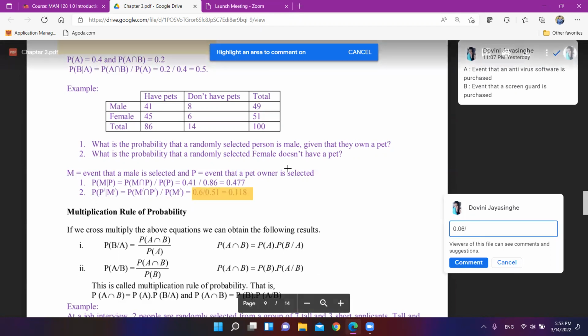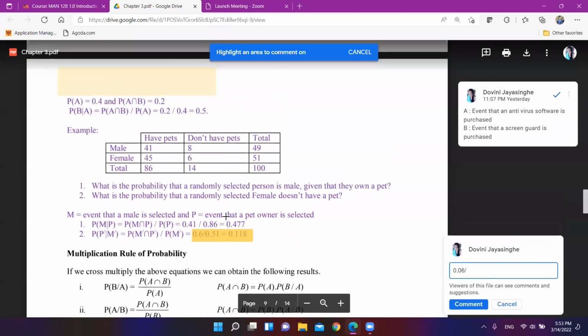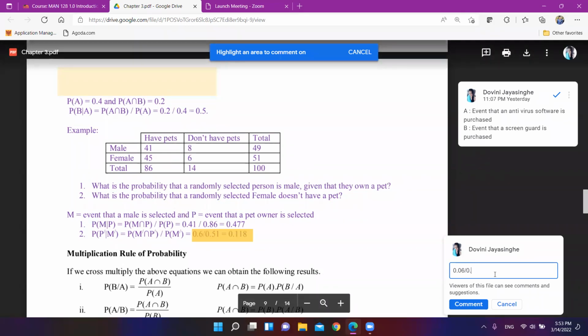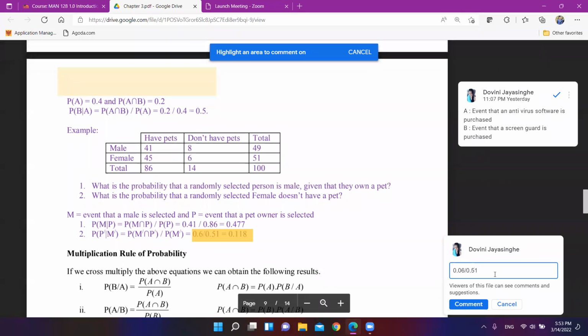Divided by, okay, then probability being a female. Probability being a female is what? Probability being a female is 51 over 100, divided by 0.51. Just do the computation and write the answer.